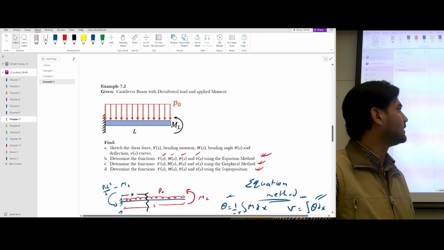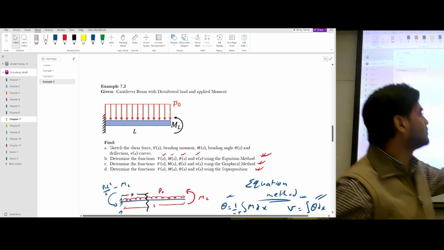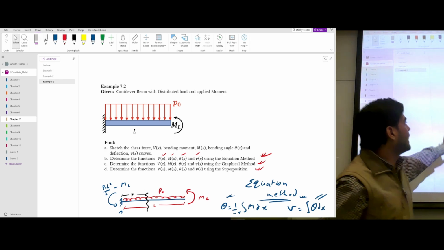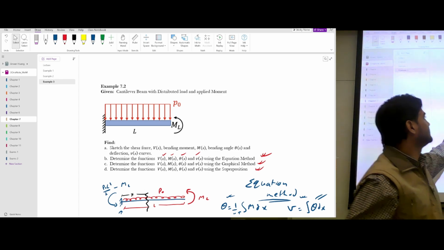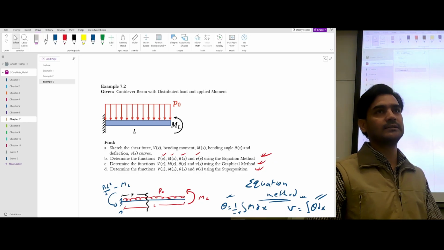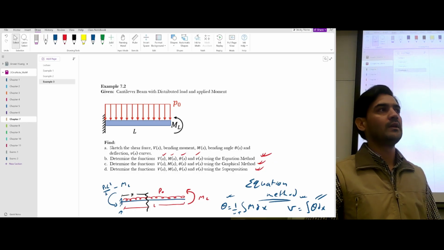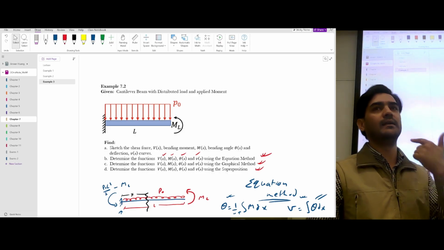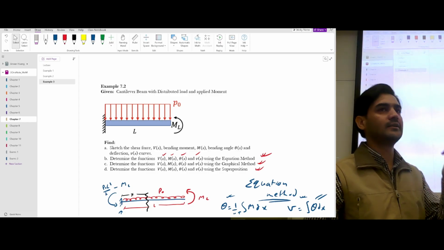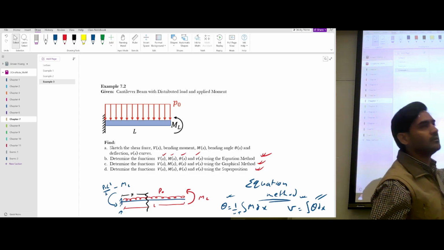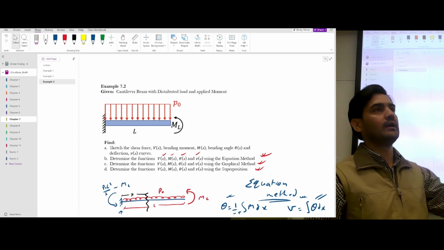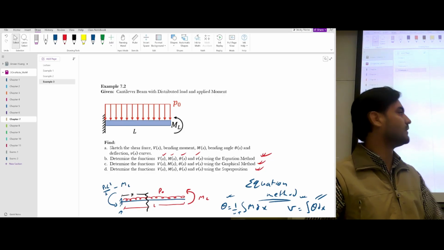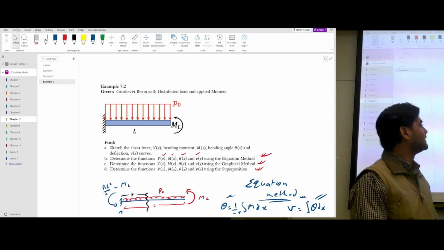The nicest way is to use the equation method, where you have to calculate the reactions first, and then you have to cut a section, call it x, the distance where you're cutting a section, and then you can determine the equations for shear force, bending moment, bending angle, and also the elastic curve, which is the displacement curve. Using those equations you can draw the shear force and bending moment diagrams, the bending angle diagram, and also the displacement or the elastic curve.